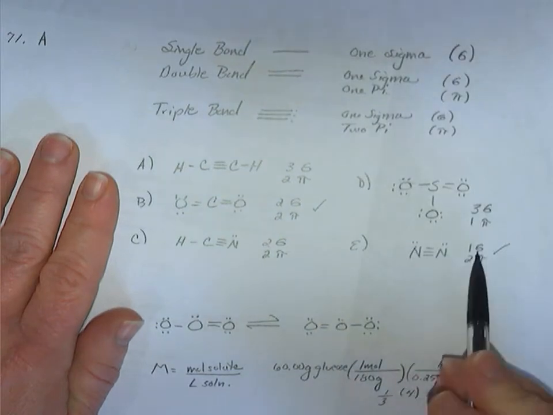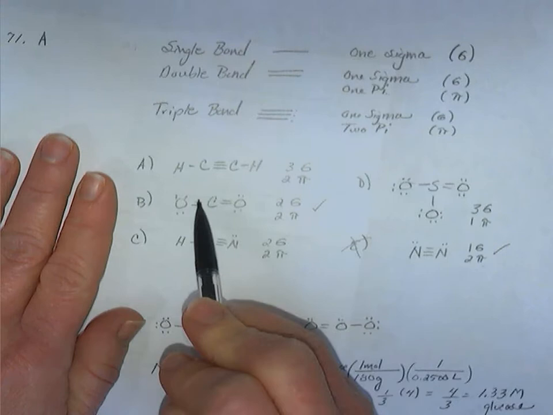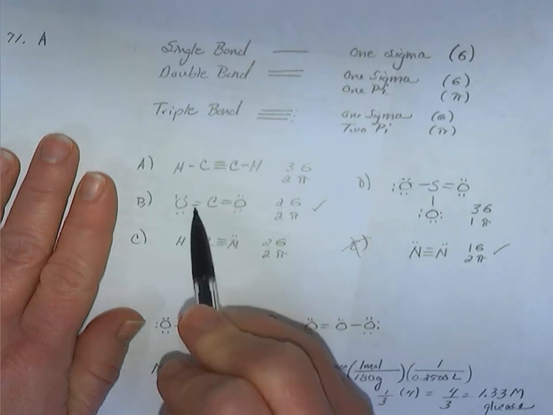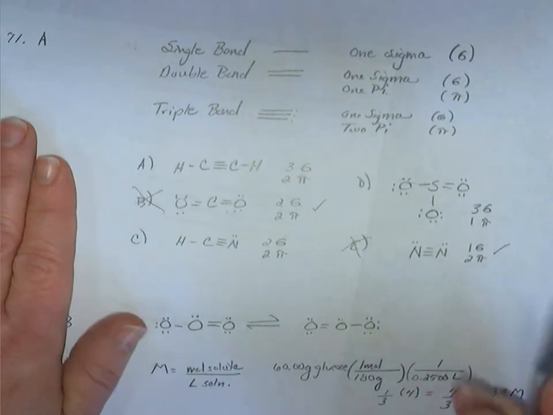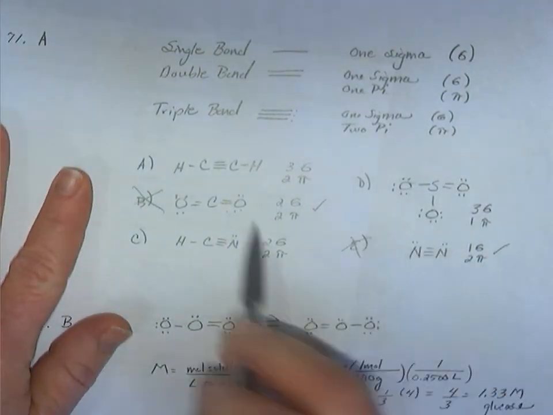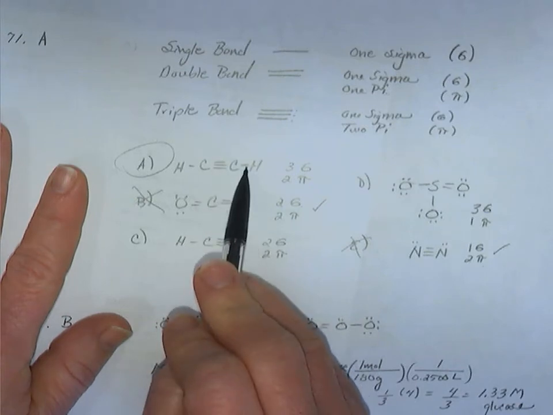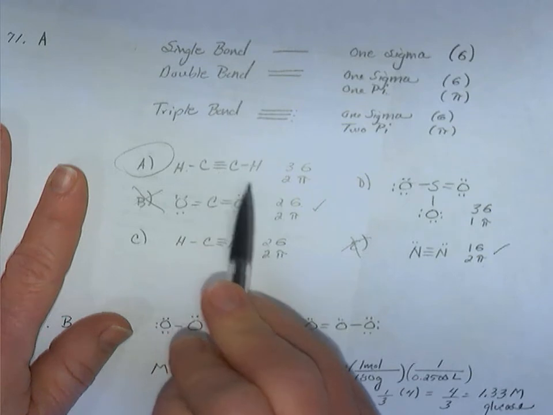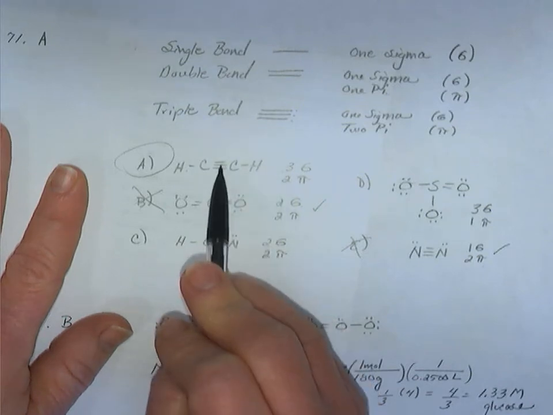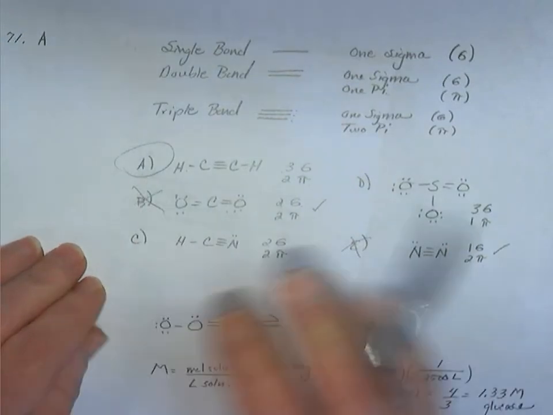Well, this is out because this is 1 sigma and 2 pi. And each of these would be a sigma and 1 pi, so 2 sigma and 2 pi. So that's out. And then going through, it ends up being A because of this triple bond. Each of the single bonds is 1 sigma, but one of the triple bonds is also a sigma, and then the other 2 pairs are 2 pi. So that's what fulfills the question.